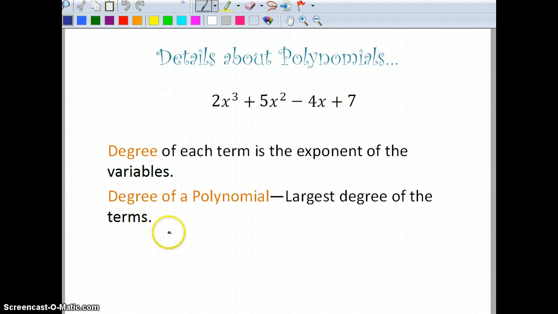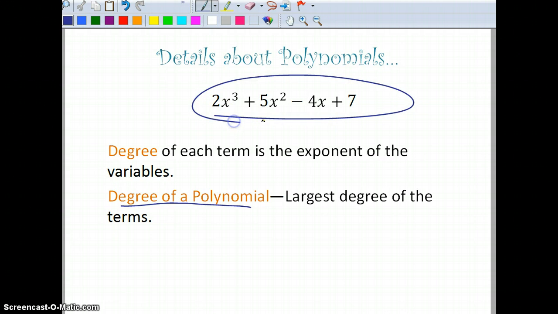Now when I talk about the degree of the polynomial, that's the largest degree of all of the terms. So I know that when I look at this polynomial, it is a third degree polynomial. That's really important to me because that tells me what this graph is going to look like. All third degree polynomials have a similar graph. There are some slight variations, but for the most part they're the same.